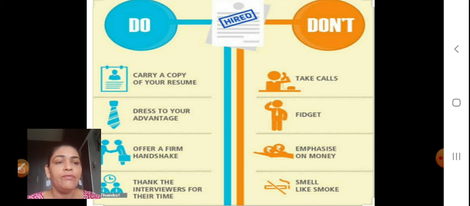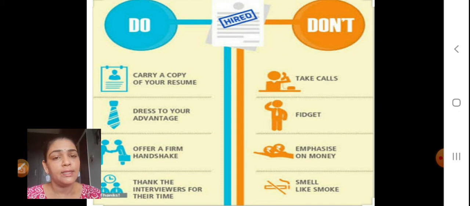Next is emphasis. We should not emphasize only on money. Now, see, we know that one of the reasons why we do a job is for money, but a job is done for other purposes also. So let's not just emphasize on money, let's not just give a money minded impression because if you're not there to learn, if you're not there to contribute, then you're not a good candidate. So both the things are equally important.